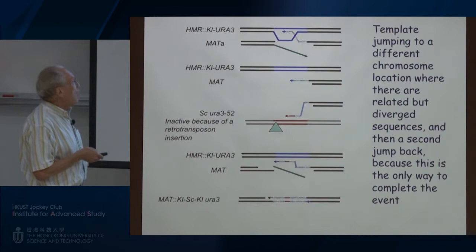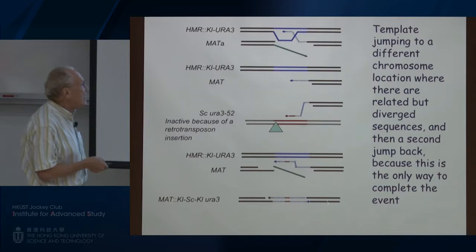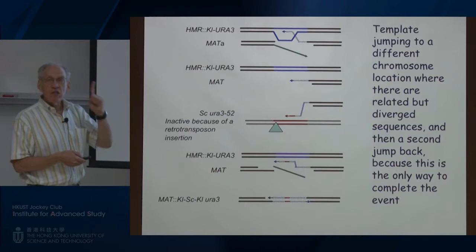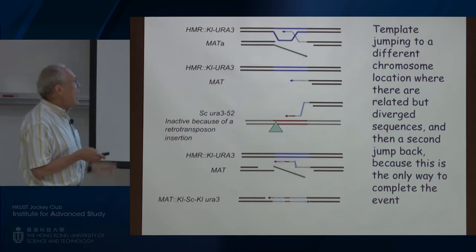And much to our surprise, we're pretty sure we know this now, during this copying process, the copied DNA must fall off, go to a completely different chromosome, copy some of that information, and then has to go all the way back, because we don't get any events out of this unless it jumps back to the original template. So this involves not one, but two jumps, and the jumps are not little jumps losing a G or those quasi-palindromes. These are jumps to a completely different chromosome. And there's a big lesson in this, and here's the lesson.